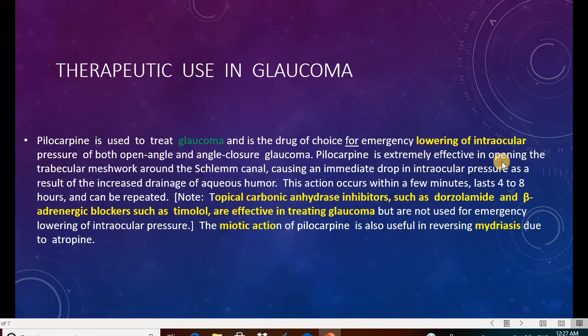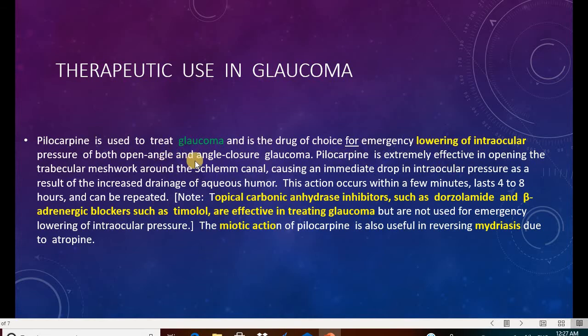Pilocarpine is extremely effective in opening the trabecular meshwork around the Schlemm canal, causing an immediate drop in intraocular pressure as a result of increased drainage of aqueous humor. This action occurs within a few minutes, lasts 4 to 8 hours, and can be repeated.